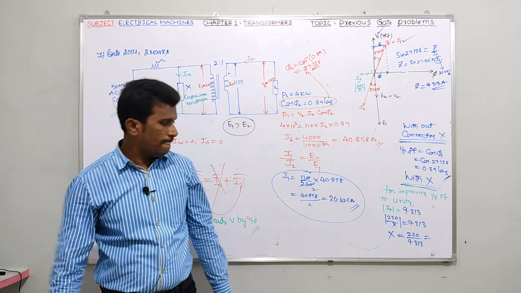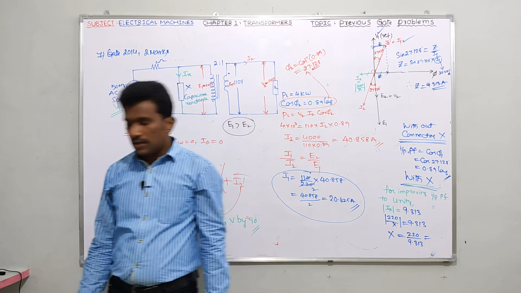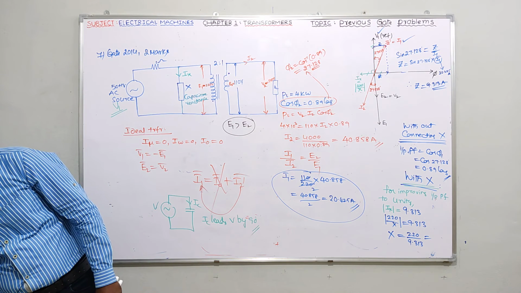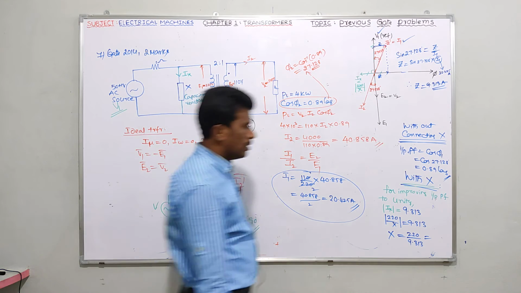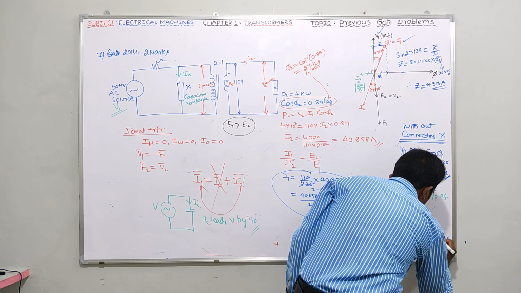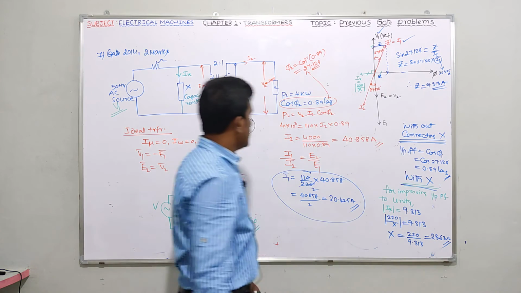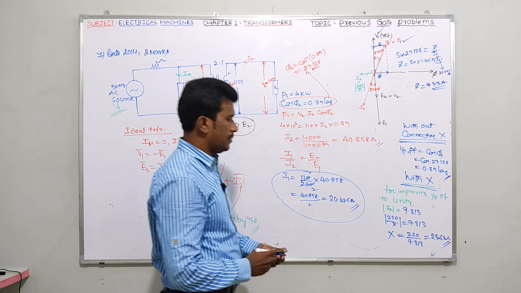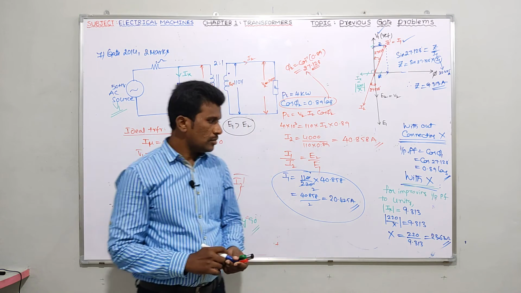220 by 9.313, 23.63 you will get. 23.63 ohm you will get. So what are the units for this capacitive reactance? Ohms only, no? 23.63 ohms you will get. Okay, yeah?